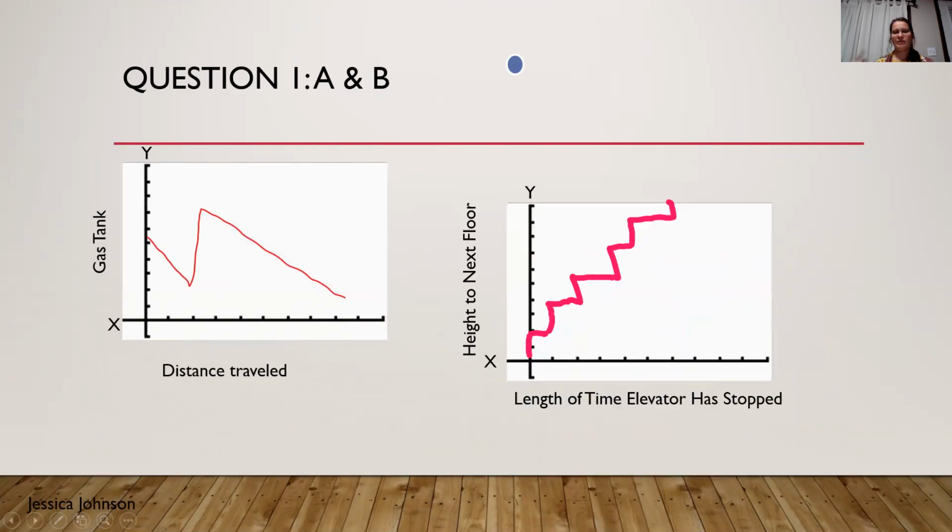Then we're asked to graph an elevator going up to each floor. Here we are on the bottom floor on the y-axis. We go up to the height to the next floor. We're going to go along the x-axis, which is the length of the time the elevator has stopped. And then we'll go up to the next floor. And if you'll notice, the elevator stopped longer here and shorter here. It depends on how much the elevator is being used. Depends on how short or long the x-axis will be, but the y-axis should be pretty consistent to the next floor to the next floor.